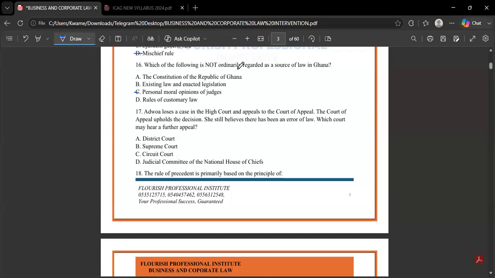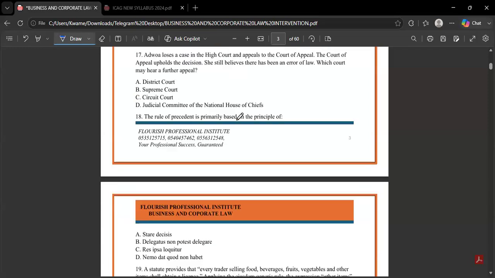So we are looking at the things that are mentioned as sources of law in the Constitution. Which one is not mentioned? And that's the personal moral opinion. Let's move on very quickly.